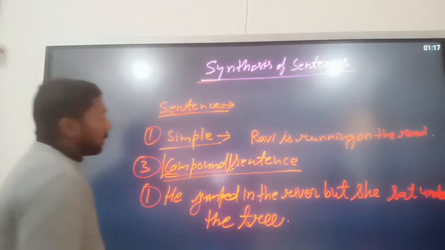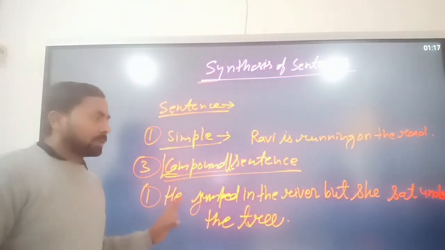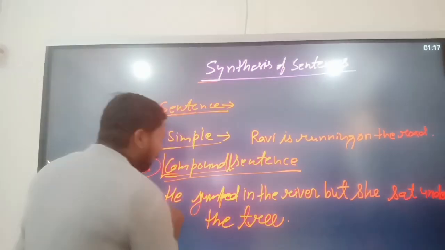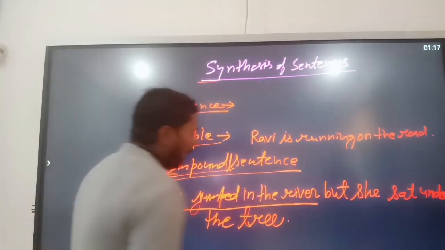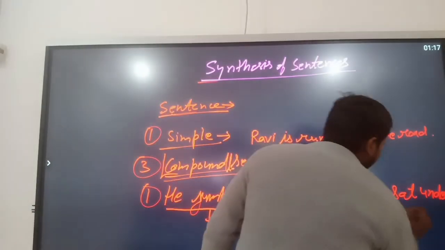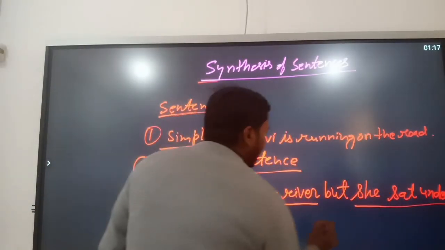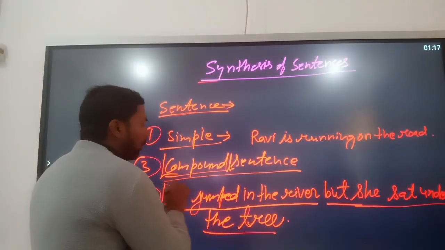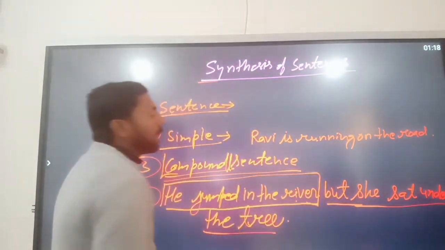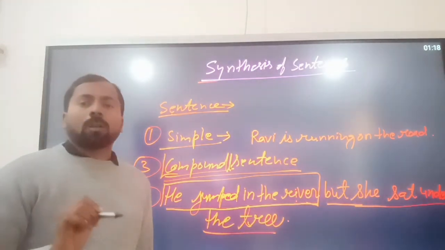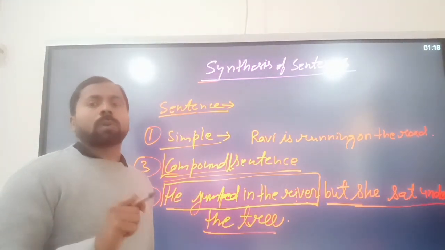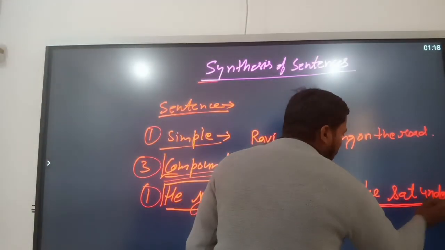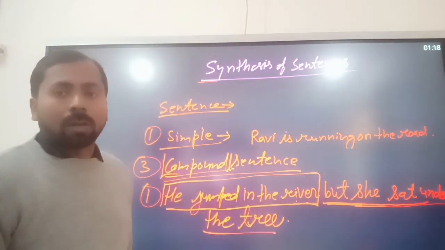Okay, so you can see here this is a sentence and it has two clauses. One clause is "he jumped in the river," and the second clause is "she sat under the tree." The first clause is known as a principal clause, and the remaining clause is called a subordinate clause.